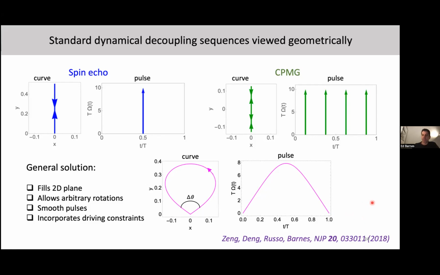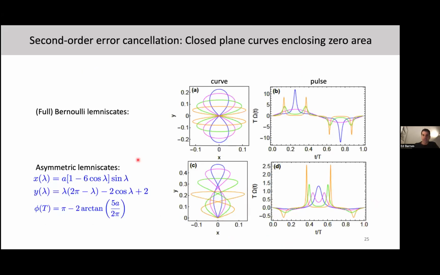Okay, so you can ask things like, well, what happens if I want to cancel higher orders of the noise? It turns out that now canceling the second order corresponds to making sure that the curve you draw has a zero area. So if I draw a figure 8 like this, then in the upper half plane, I'm going counterclockwise, and the lower half plane, I go clockwise. And so there's a relative sign between the areas of the top and the bottom lobes. And so the net area is 0. So here are 4 different figure 8-like curves, and they all correspond to pulses that cancel noise in the detuning to second order.